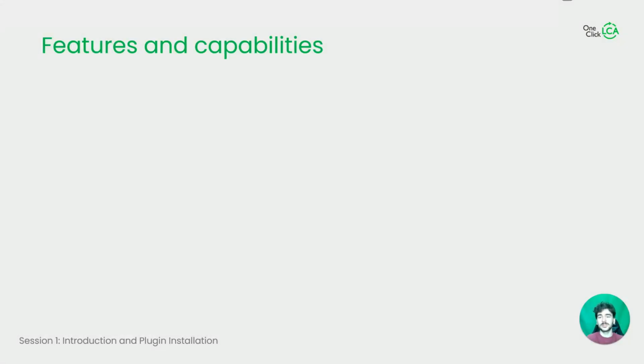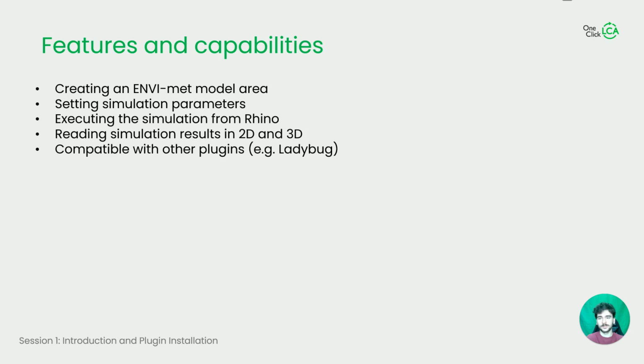So now to introduce the features and capabilities of the plugin. Just to list the main functions, it's possible to create a model area. You take your 3D model and convert it into an ENVI-met model area, because it works quite differently in ENVI-met, where everything gets translated into a cube raster, but you're going to learn about this later in more detail.